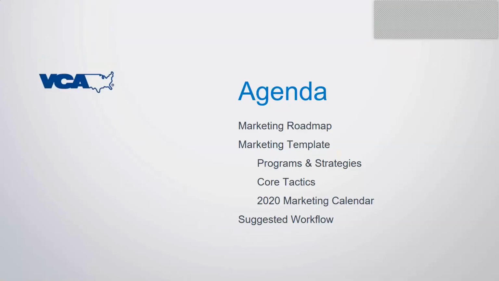So we're going to be going through a few things on this call. The first thing is going to be just setting up a marketing roadmap. Then I'm going to dissect the marketing template itself. We're going to talk about programs and strategies because that's the new section this year. We're going to review some core tactics and then talk about the marketing calendar itself. And then lastly, I'm just going to refresh on the suggested workflow before I move into that best practice and idea sharing platform that I mentioned.